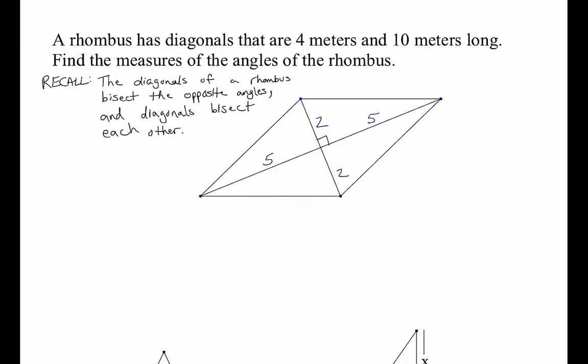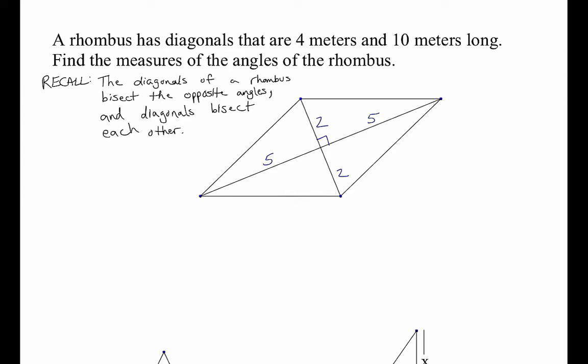In this video we're going to look at a few more complex examples of how sine, cosine, and tangent are used to help us find missing values in a diagram. In this example we're given a rhombus that has diagonals of 4 meters and 10 meters, and we're supposed to find the angle measurements of the rhombus.